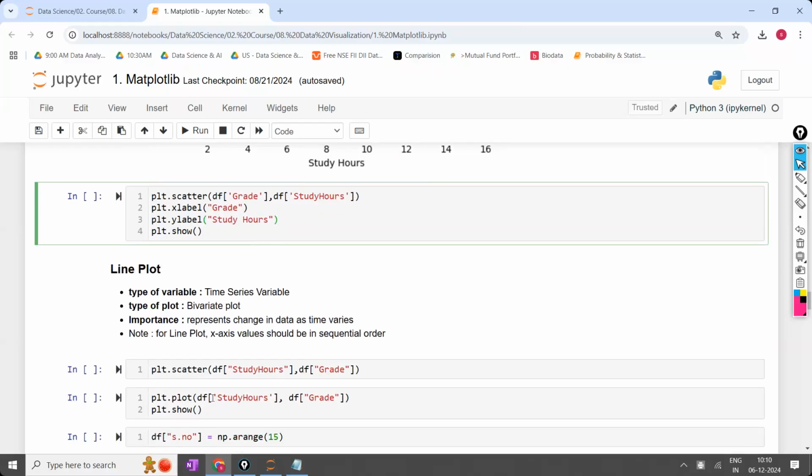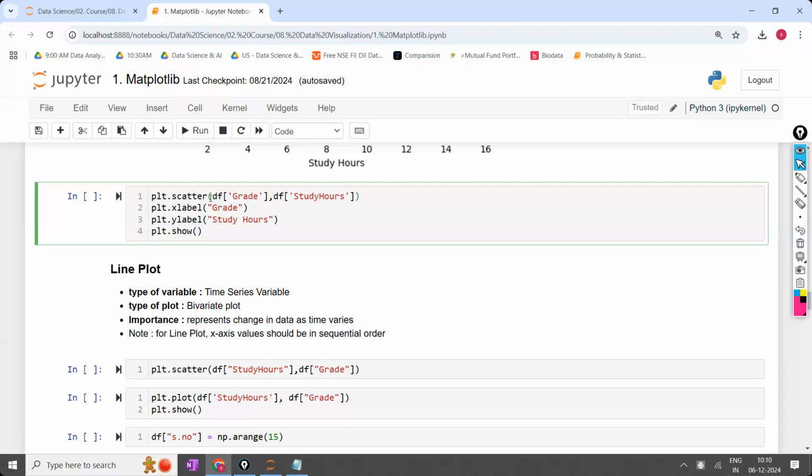Now, here I'm going to take plt.scatter. This time, what is the x-axis? The first argument you are writing will be considered on the x-axis. The second argument, the second column, will be considered on the y-axis. First one is on the x-axis, second one is on the y-axis. That is positional arguments, in the function of positional arguments.